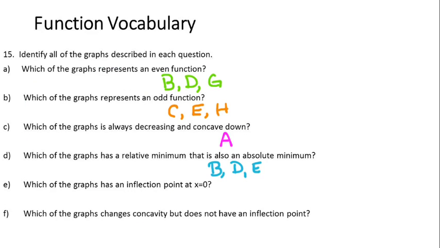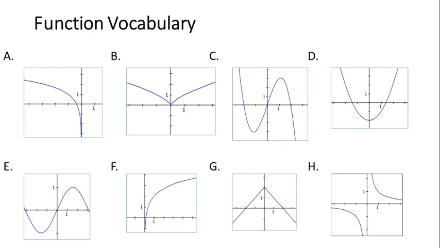All right, next up, which of the graphs has an inflection point at x equals 0? Now, an inflection point is a place where concavity changes, where we switch from concave up to concave down, or from concave down to concave up. So let's look at our graphs.